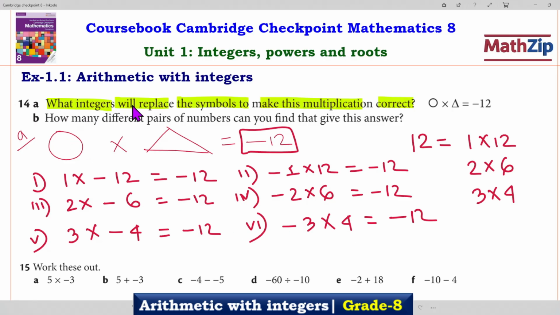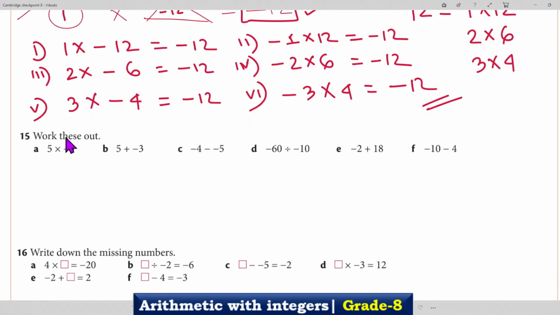So what integer will replace the symbols to make multiplication correct? These are results. So 6 types of numbers or 6 types of relation we will get this minus 12. So sometime in circle 1 and triangle minus 12, right? So one by one finally we get this 6 part. So number 14 done.